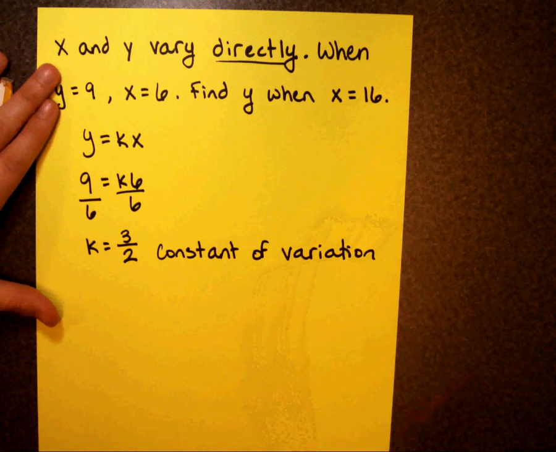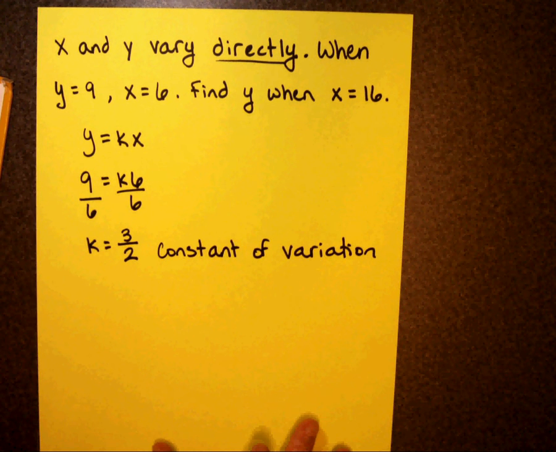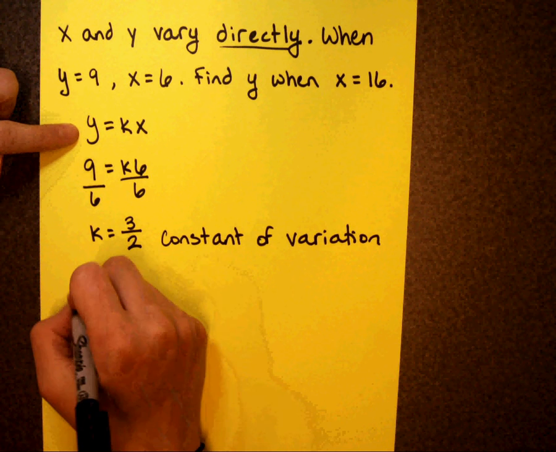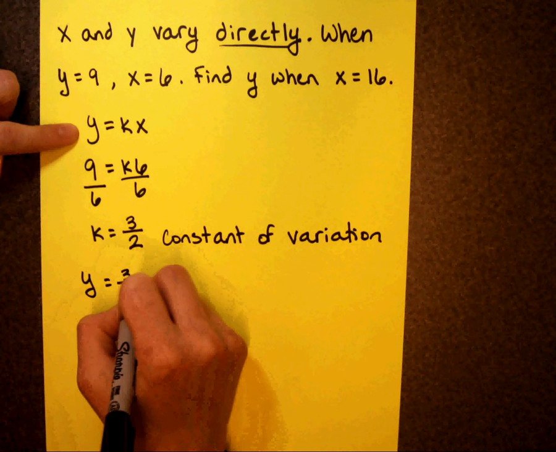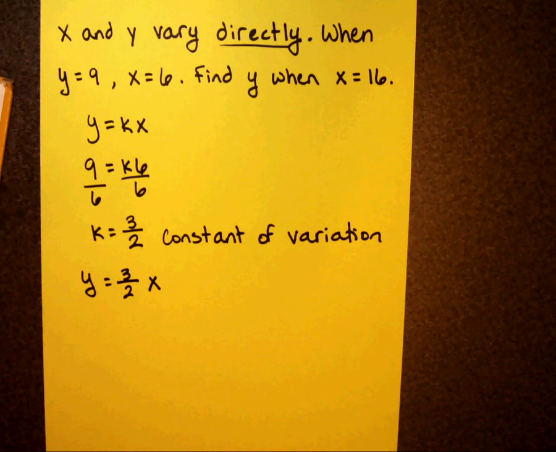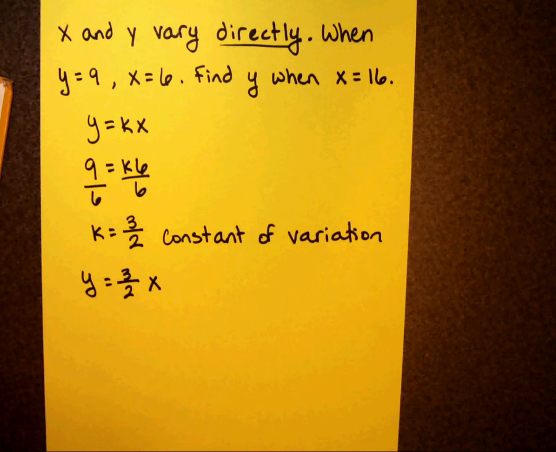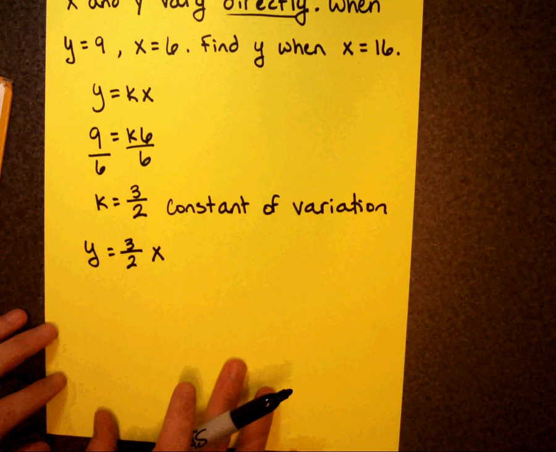And so now that I know what my k value is, the relationship these two things actually have is y equals 3 halves x. Okay? So now it's not so difficult. If I know what x is, I can plug it in and figure out y. If I knew what y was, I could plug it in and figure out x. In this case, they give us that x is 16, and I want to find y. So I'll plug in 16 and solve for y.